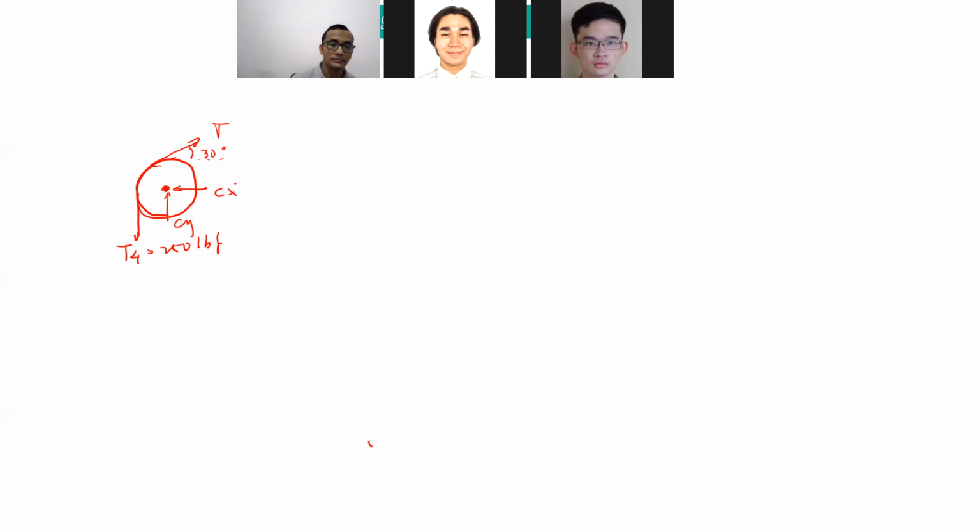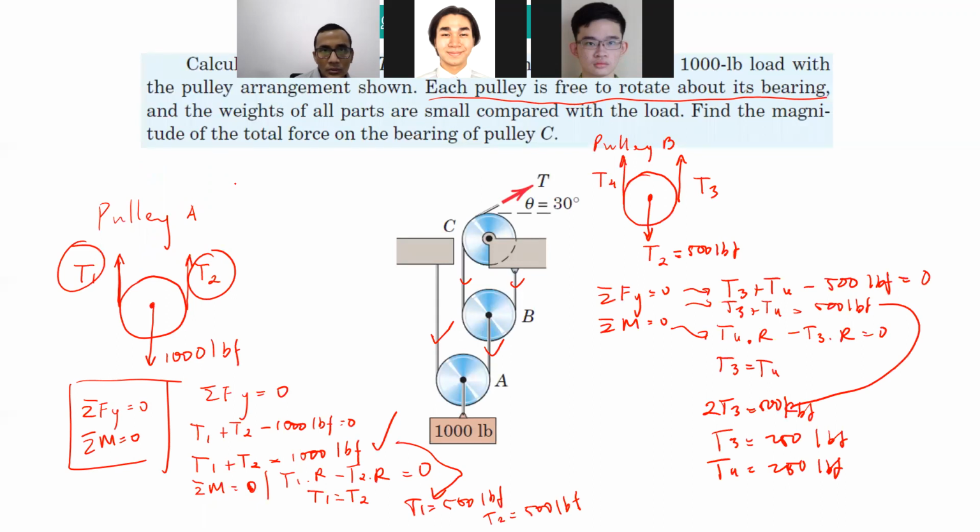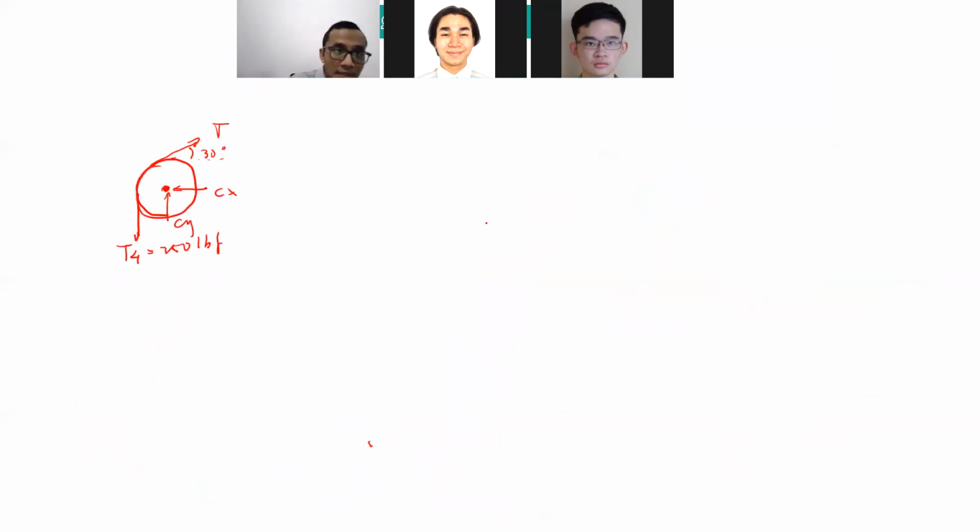Now the question there is: find the magnitude of the total force on the bearings and pulley C. So the total force happening to pulley C is supposed to be stated as well, and T we are supposed to find. So we need to find T, Cx, and Cy. All of those three. Now Mario, would you mind listing out all the equations that we have in order to solve for these three unknowns? Sigma Fy is 0.